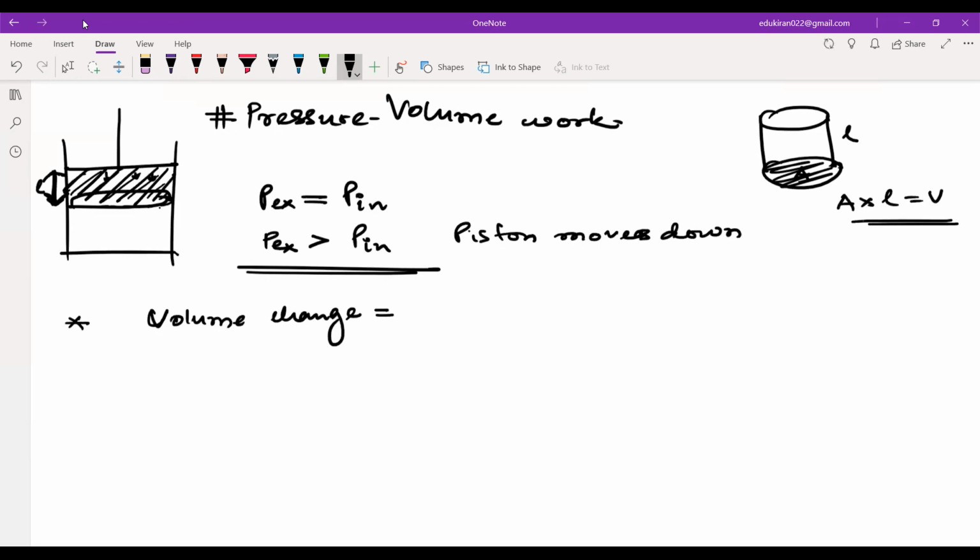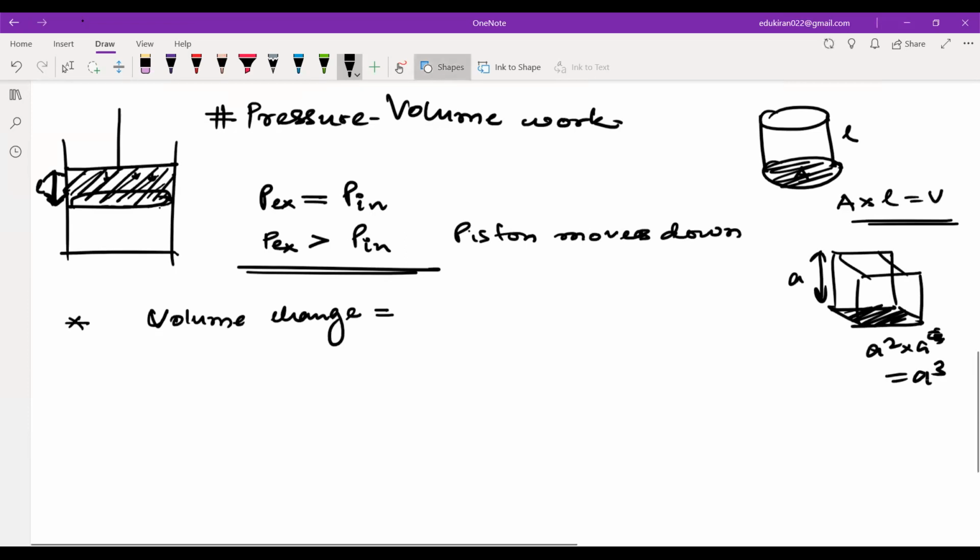All of you know this, yes or no? Yes, sir. Because you can see, if you calculate the area of the base, that is a square, times the length, that is a, that will equal a cube. So base into length will give you the volume change. So you'll have A into L. This is the volume change. That means I can write delta V will be equal to A times L.